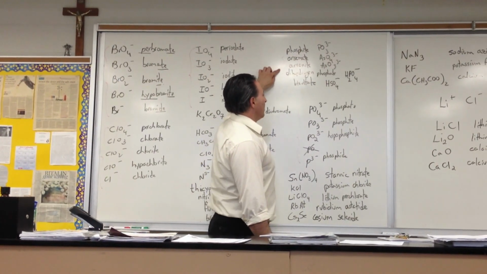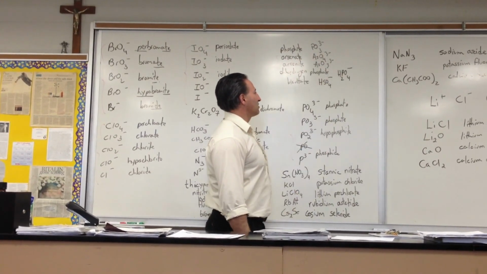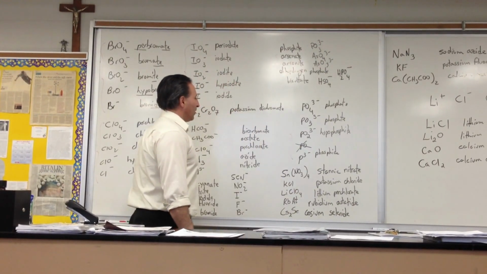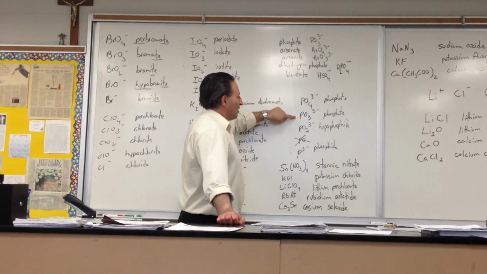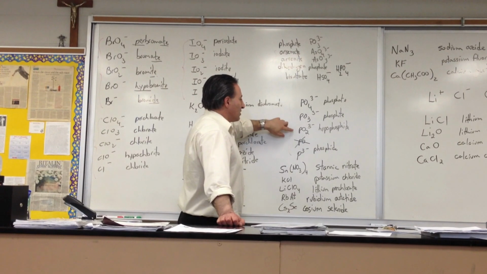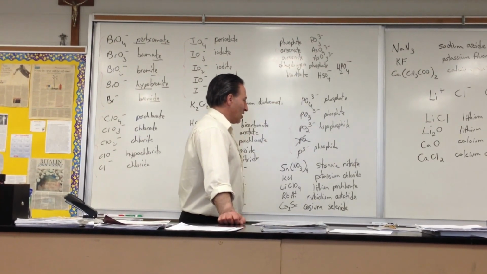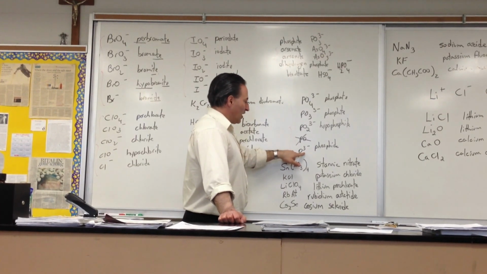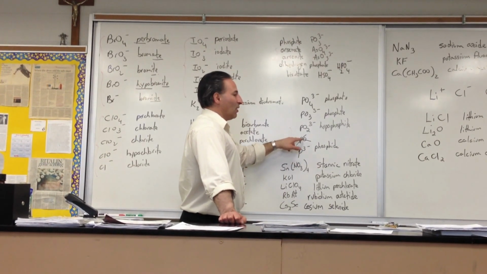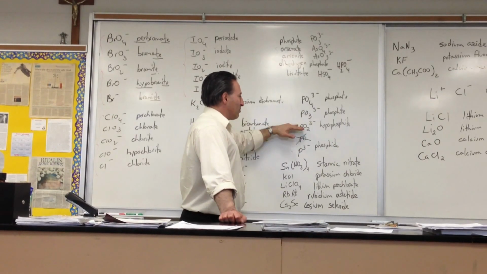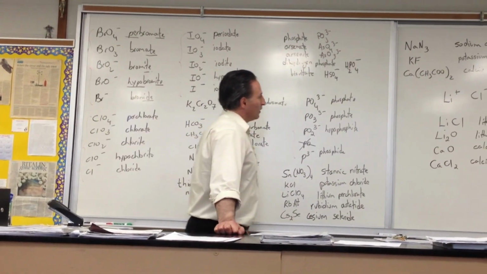Arsenate and arsenite, both of them have a -3 charge. Arsenate has 4 oxygens, arsenite has 3 oxygens. And finally, the phosphate series: phosphate is PO4 3-, phosphite is PO3 3-, hypophosphite is PO2 3-, so all of them have a -3 charge. And lastly, phosphide with a -3 charge, only one phosphorus atom. There is no PO. It goes down to hypophosphite, which is PO2, whereas phosphate is PO4.